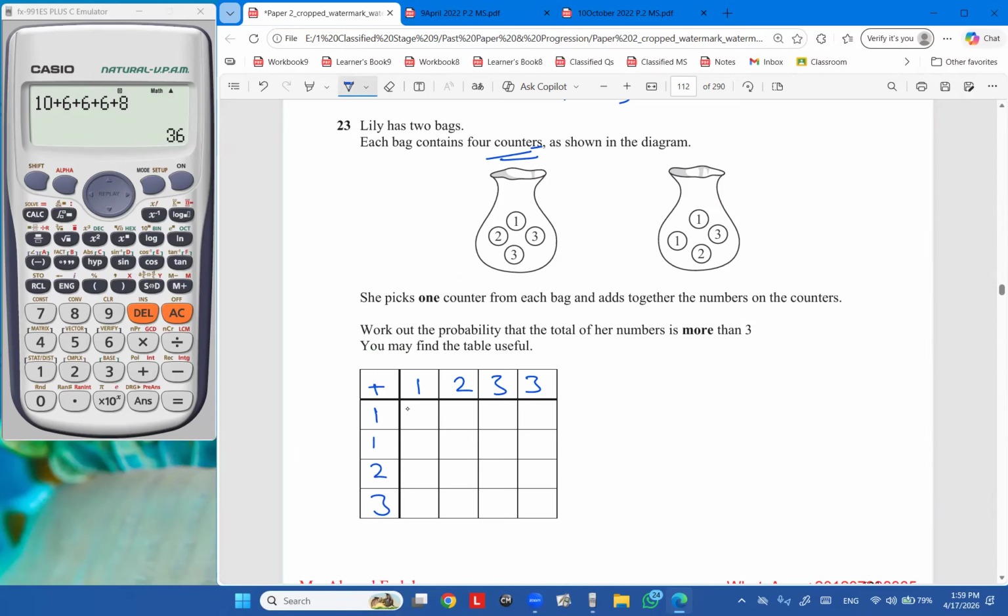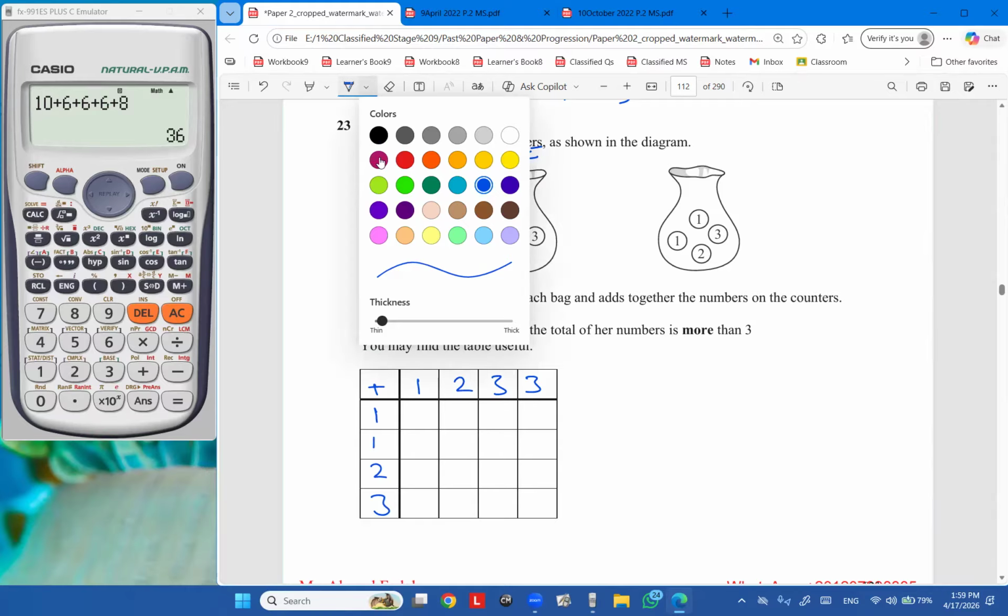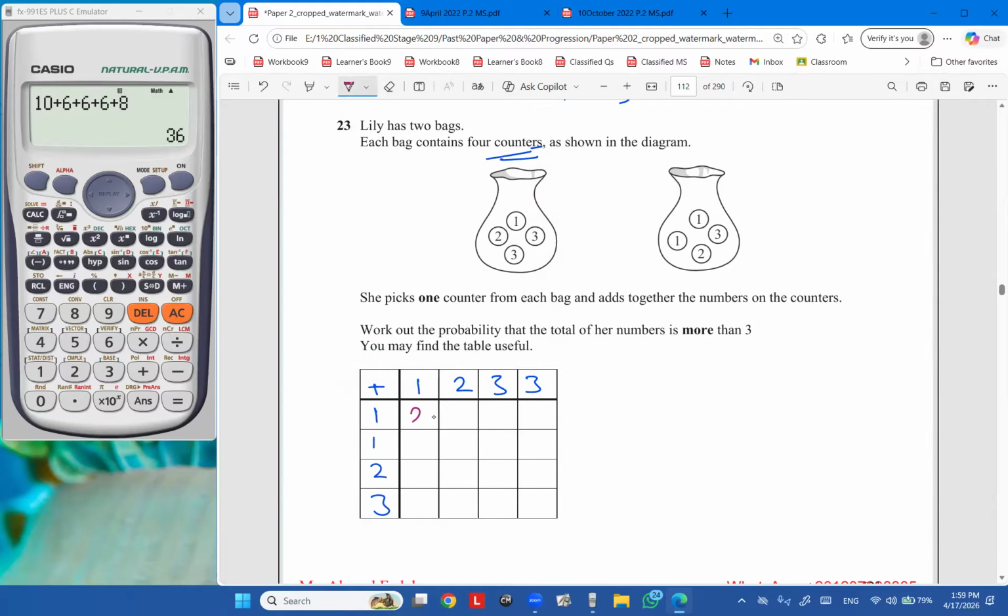But she adds them up. So I'm going to choose a different color for that. One plus one is two, and here one plus two is three. One plus three is four. One plus three is also four. You got the same thing over here. 1 plus 1 is 2, then here 3, then here 4, then here 4. It's the same thing exactly.